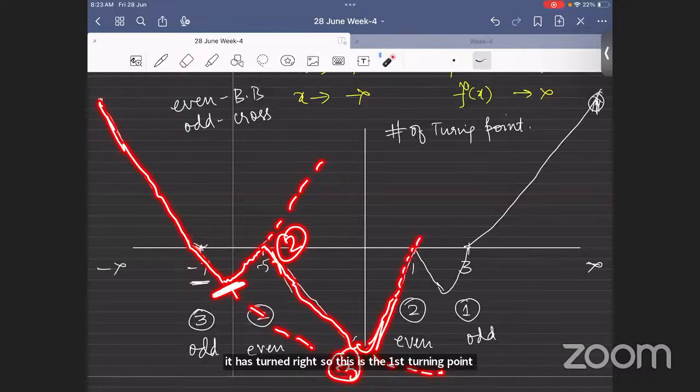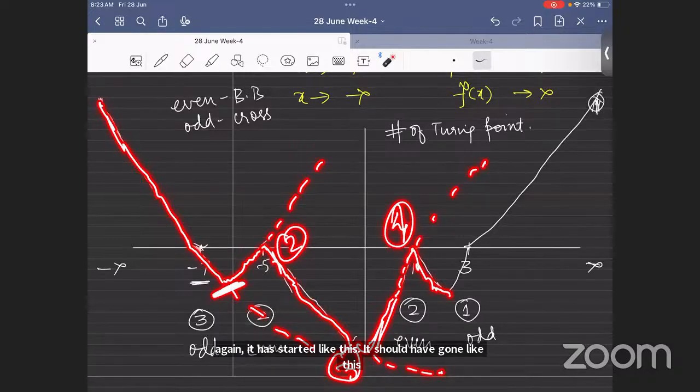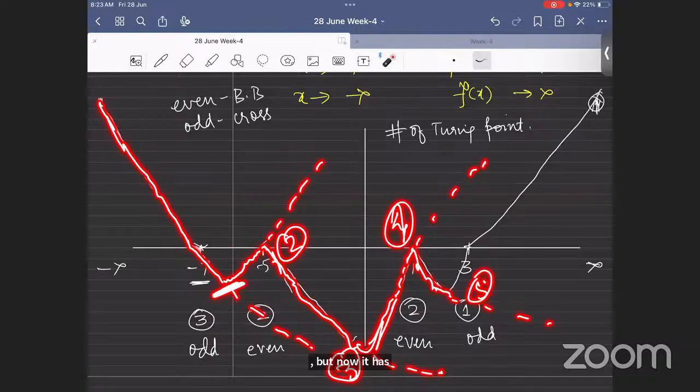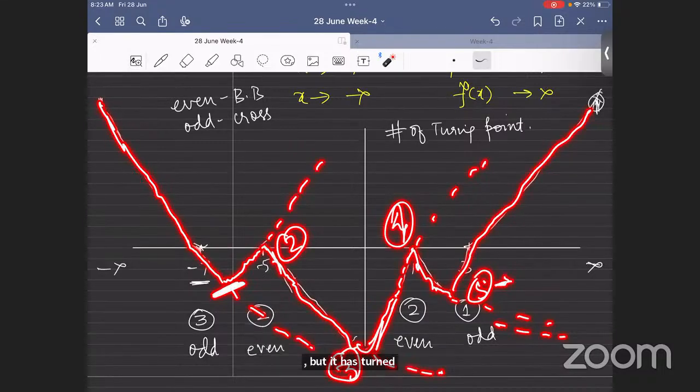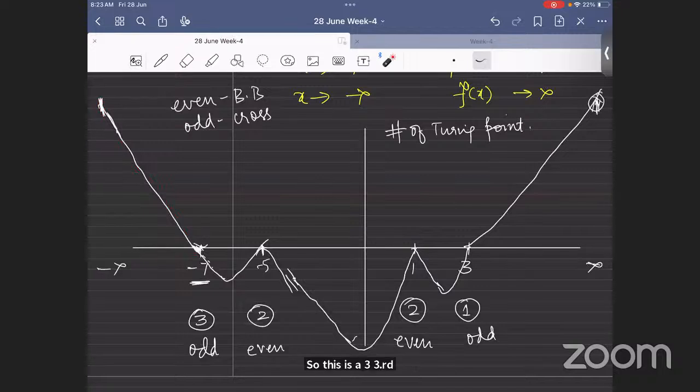Again it has started like this. It should have gone like this, so this is the fourth because it has turned again here. And again the fifth turning point, because it should have gone like this, but it has turned and started going like this. So it's the fifth turning point. Is it clear to everyone, the number of turnings altogether? Yes, sir. Okay. So the number of turning points can be asked to you, more or less.